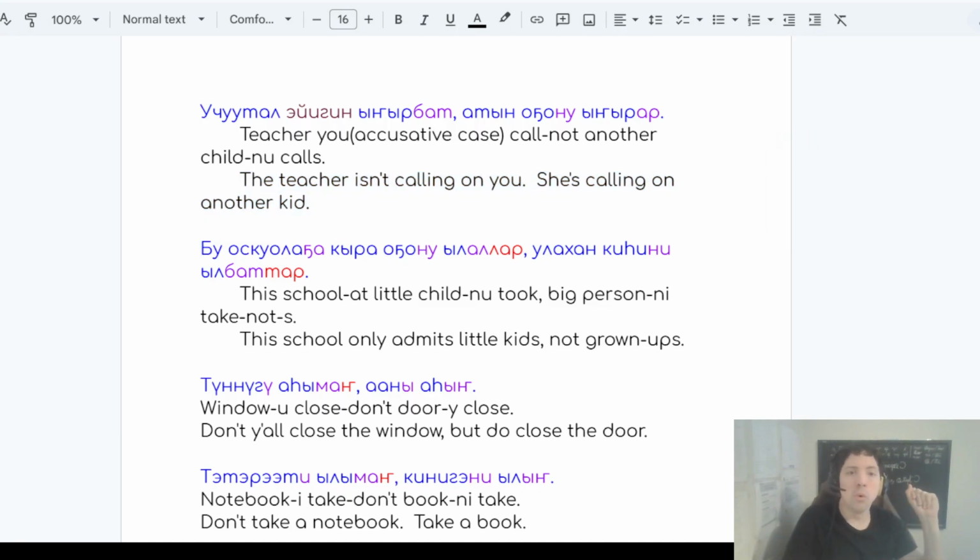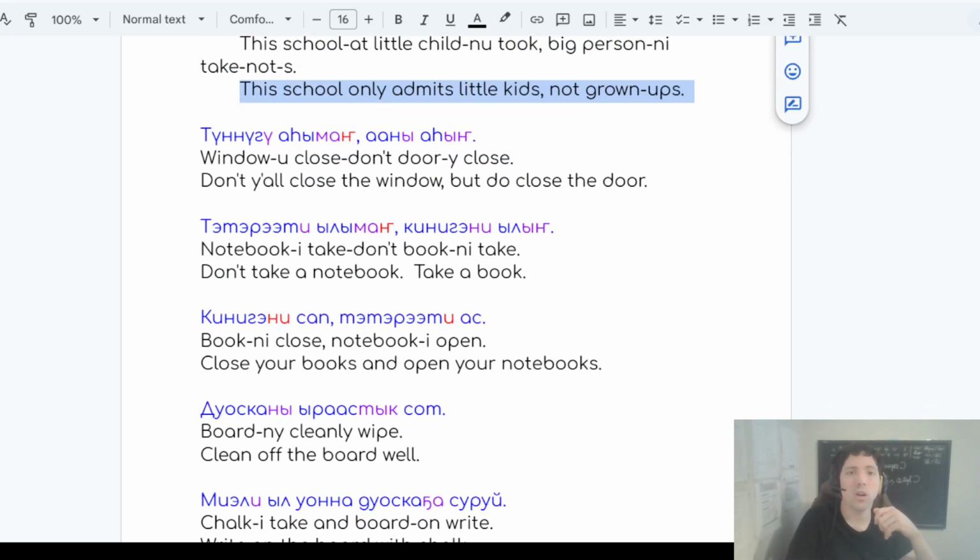Anyway. Bu askualaga kara anu alalar ulahan kihini albatar. This school only takes, or I put admits, little kids, not grown-ups, not big people, is what we literally said.